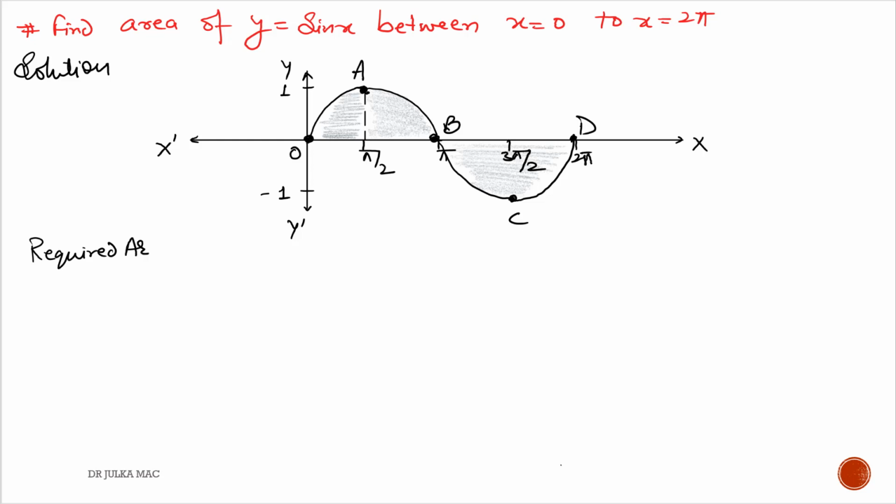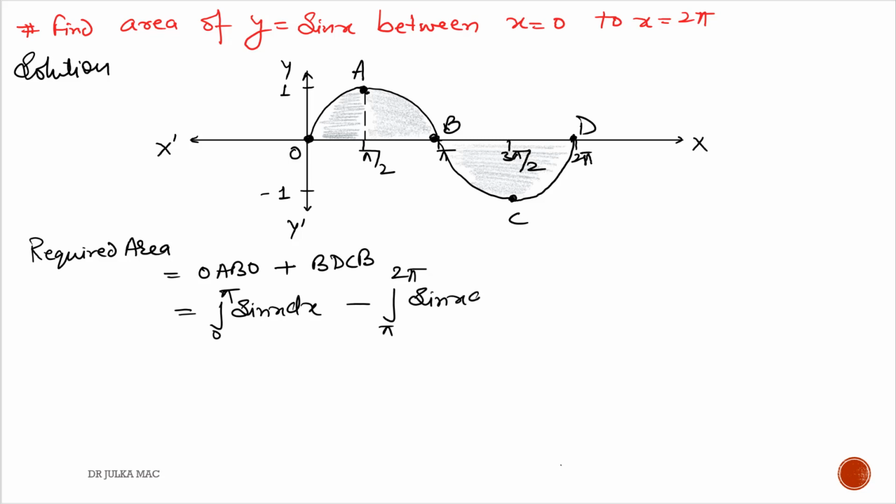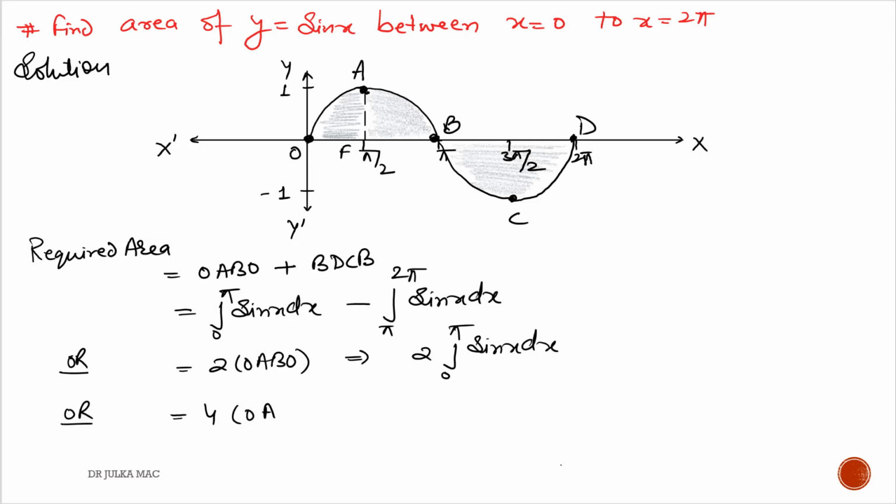OABO plus BCDB. First area is 0 to pi sin x. Next is minus pi to 2 pi. Why is it negative? Because when you want to find the area below the x-axis, it is always negative. Or we can say it is twice of OABO, which is equal to twice of 0 to pi sin x. Or we can say it is 4 times of OAEO, which is 4 times of 0 to pi by 2 sin x dx.